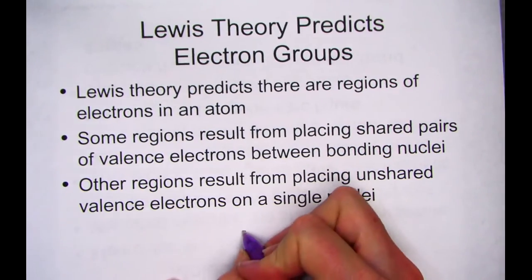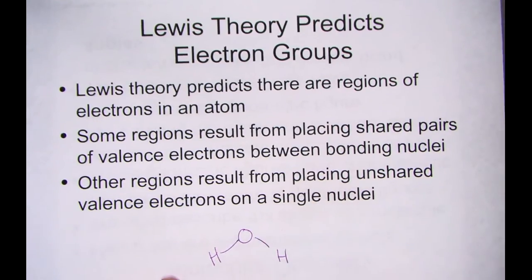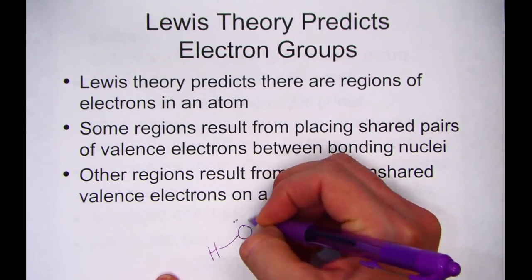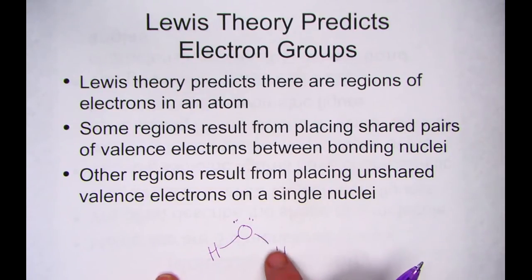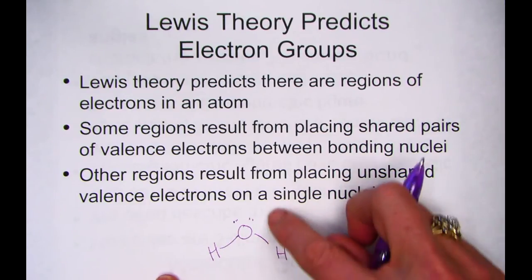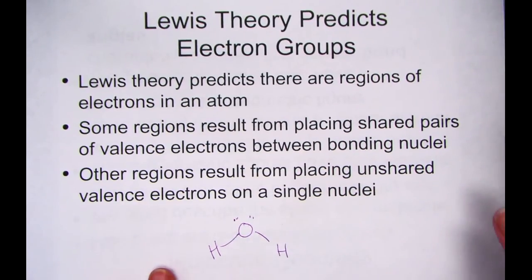So just to illustrate, if we think about a water molecule, oxygen being the central atom, we know that there are two unbonded pairs of electrons, as well as two bonded pairs of electrons. This region shows a non-symmetrical shape to a water molecule. Two bonded pairs and two non-bonded pairs create the shape of the overall molecule.